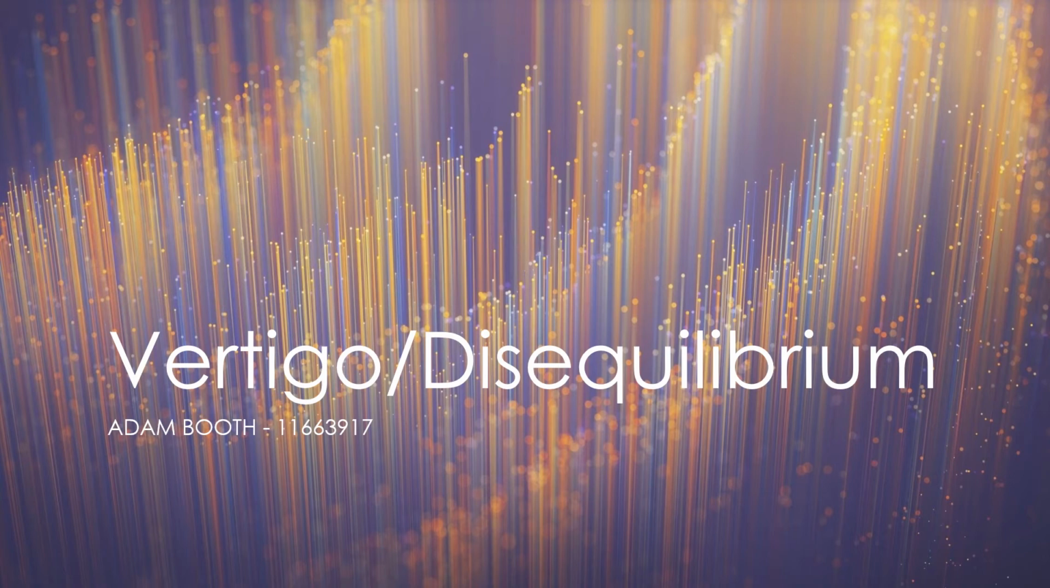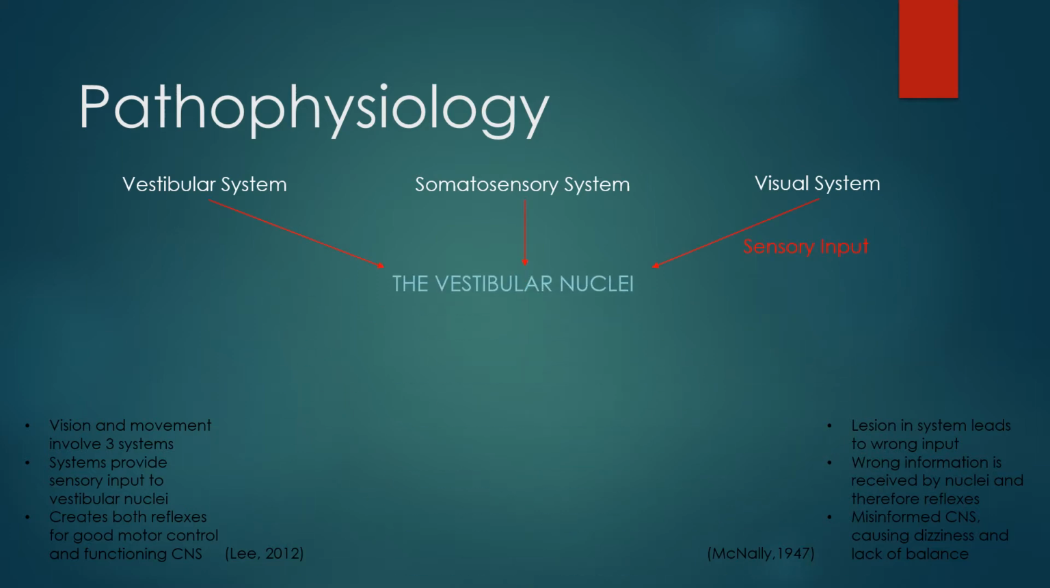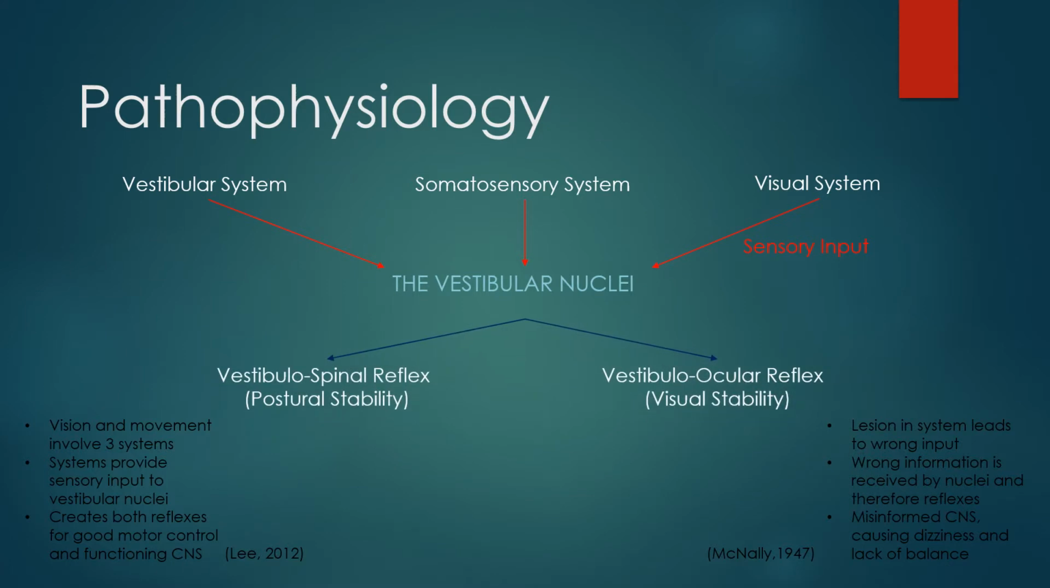Vertigo and disequilibrium. The pathophysiology of vertigo. To coordinate vision and movement, it involves three systems: the vestibular system, the somatosensory system, and the visual system. These systems provide sensory input to the vestibular nuclei. These nuclei then create two reflexes: the vestibulospinal reflex, which is used to hold postural stability, and the vestibulo-ocular reflex, which is used for visual stability. These two reflexes combine to create a healthy and functioning central nervous system, or CNS.